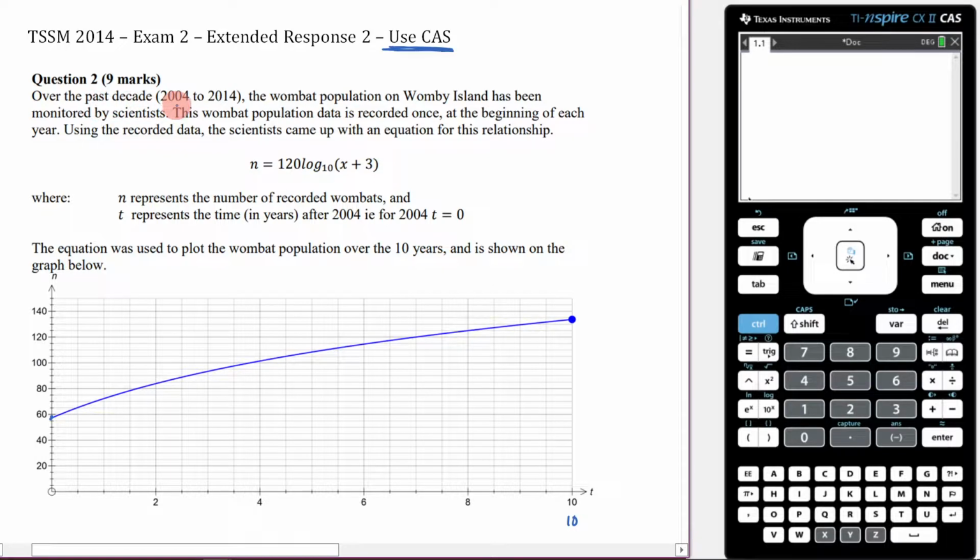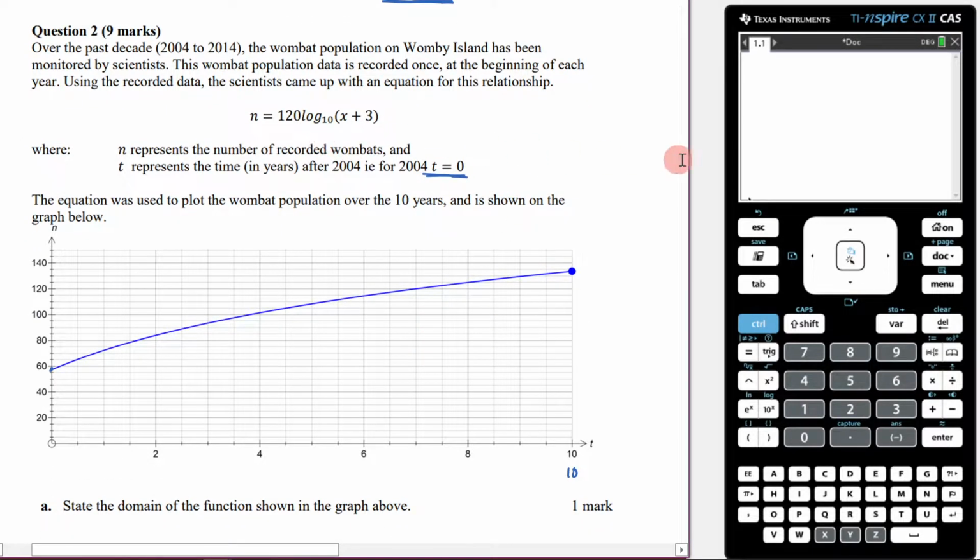Over the past decade, 2004 to 2014, the wombat population on Wombat Island has been monitored by scientists. This wombat population data is recorded once at the beginning of each year. Using the recorded data, the scientists come up with an equation for this relationship, and here it is right here. So N represents the number of recorded wombats, and T represents the time in years after 2004, i.e. for 2004, T is equal to 0. The equation was used to plot the wombat population over the 10 years and is shown on the graph below. Before we begin, let's just define what they've given us here.